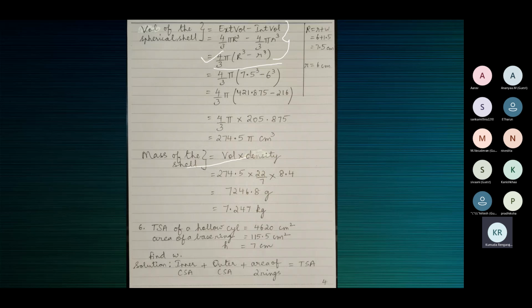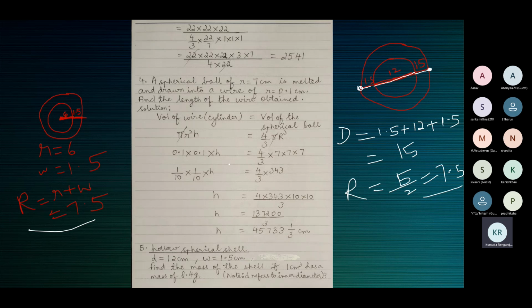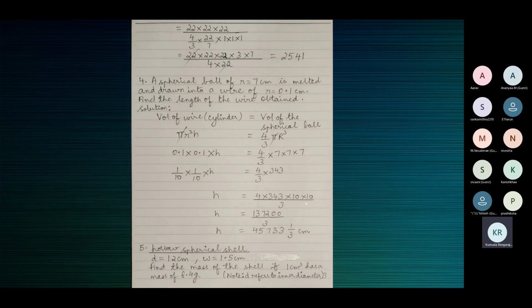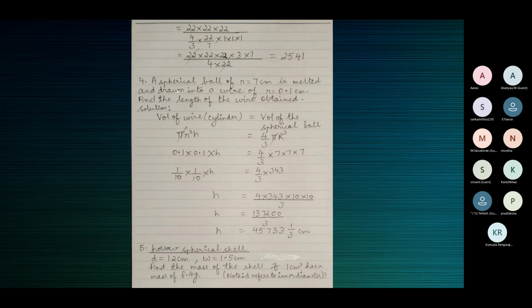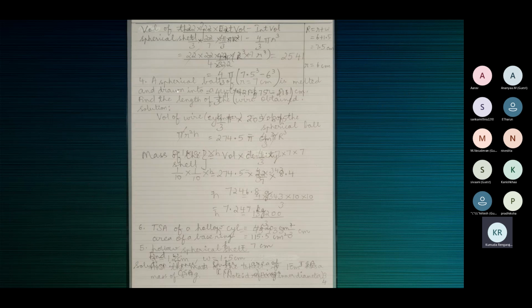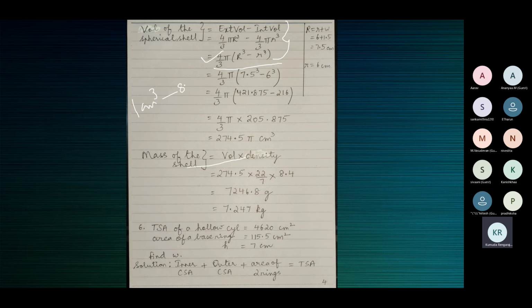And again, all this formula is not needed. Mass is volume and density. You learn all that in physics. It's not needed. You can just do it in the mathematical way. 1 centimeter cube, how much grams? 8.4 grams.